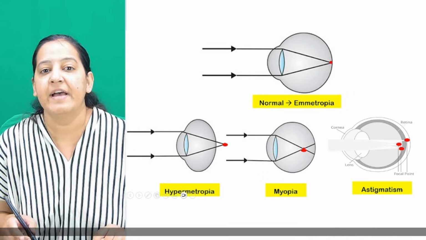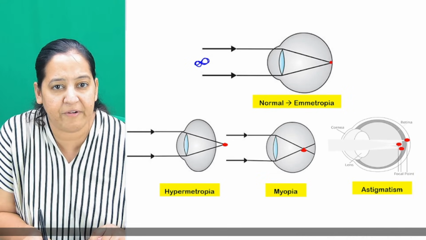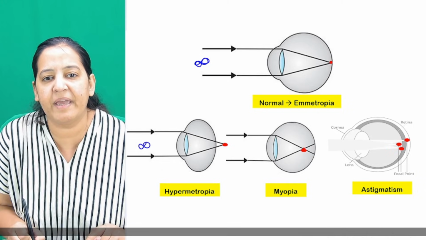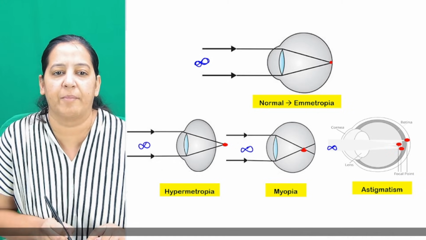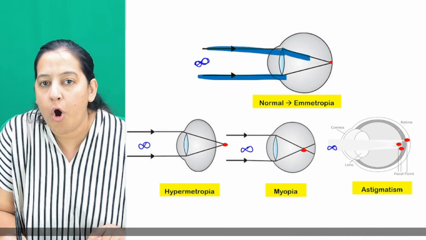It's the defective eye. Here, the parallel rays are coming from infinity. Here also they are coming. Here also they are coming. Here also they are coming. So normally when the rays come from infinity, they converge on the retina.